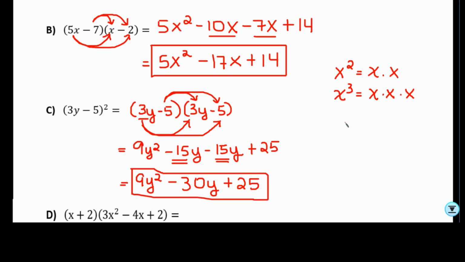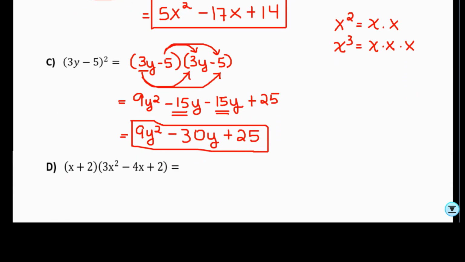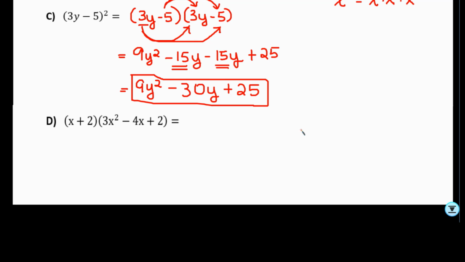Okay, let's go ahead and do the next problem. The next problem, we have a binomial being multiplied by a trinomial, but we do the same process. We take the first term and we multiply by each term inside the second parenthesis. So that's what we're going to do over here. And then we're going to take the second term and multiply by each term on the second parenthesis.